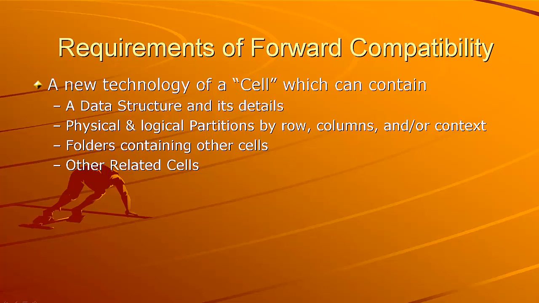And that can be contained in a cell. But it can also contain physical and logical partitions by rows, columns, and context. This is required because we're trying to store a lot more information, a lot more knowledge about every piece of information. And that information must be segregated so that we can access only the things we want to access, even though it's a whole part.